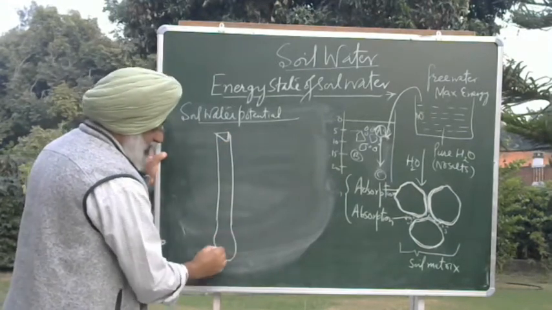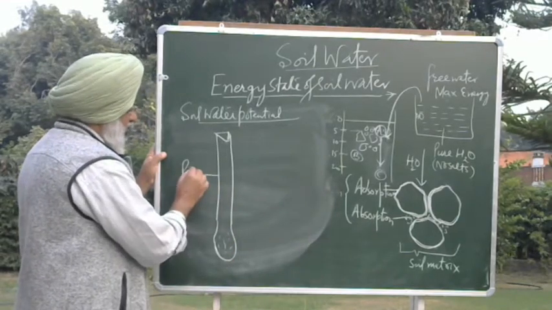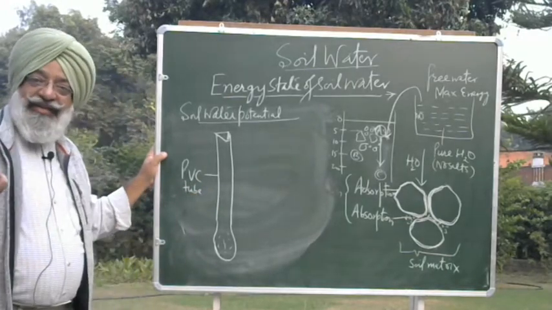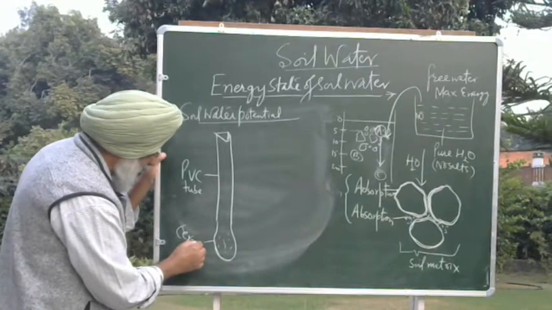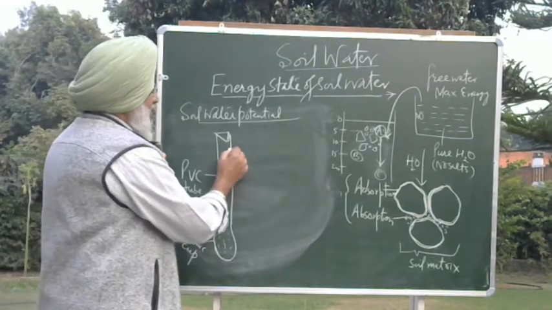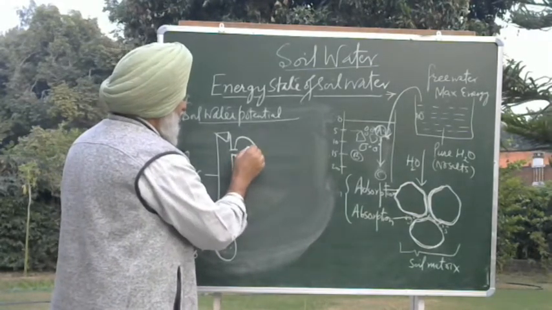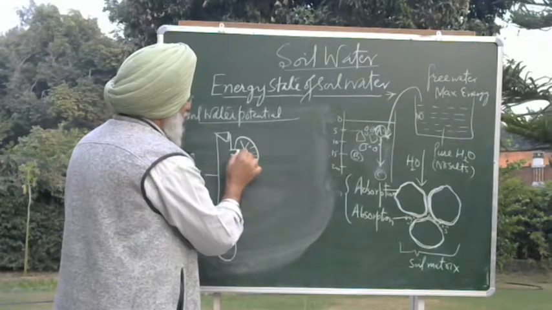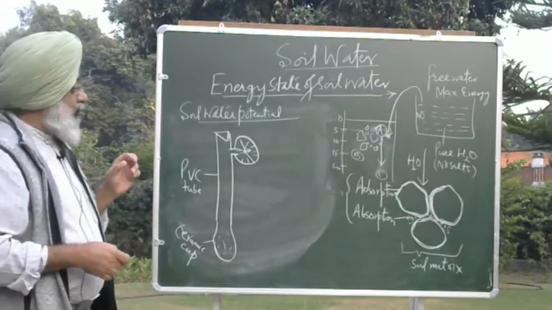This is a tensiometer, a simple device. It is a PVC tube attached with a porous ceramic cup, and here it is attached to this gauge.